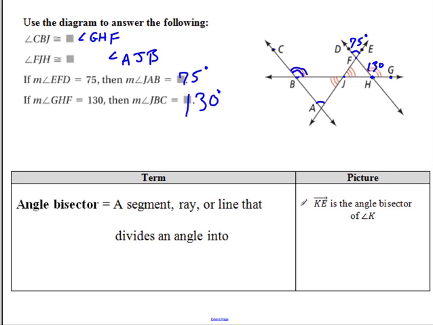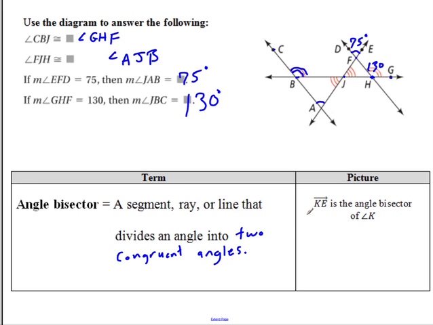Another definition. Here we go. What is an angle bisector? Well, an angle bisector is a segment, ray, or line that divides an angle into what? It divides it into two congruent angles. Just like a segment bisector divided into two congruent segments, an angle bisector cuts it in half, divides it into two congruent angles.